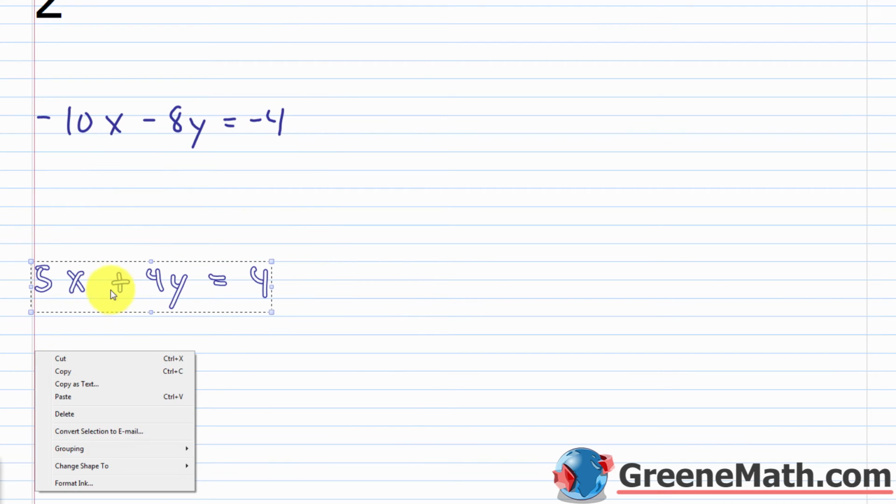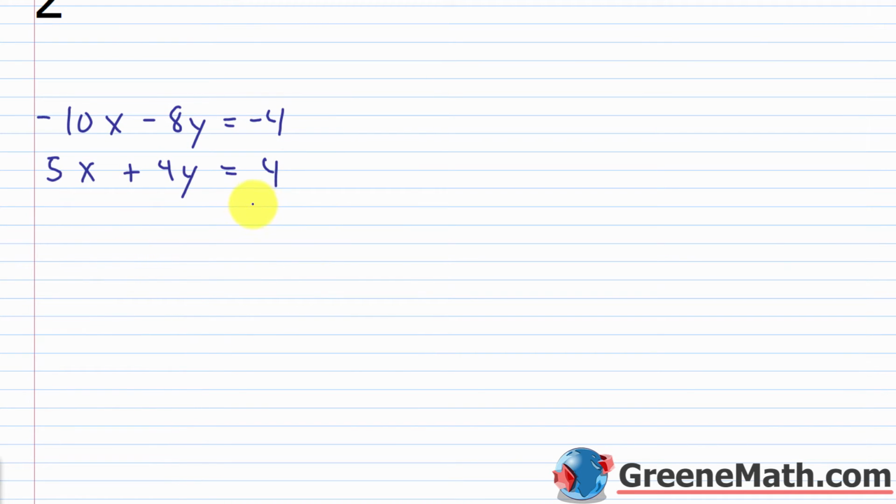And what I like to do when I have fractions is just get rid of them and start with 2 new equations without fractions. So this is 1, and then this is 2. All right, so now that we have that settled, we don't have a variable with a coefficient of 1 or negative 1. So what I'm going to do is pick equation 2, and solve it for y. So we have 5x plus 4y equals 4.